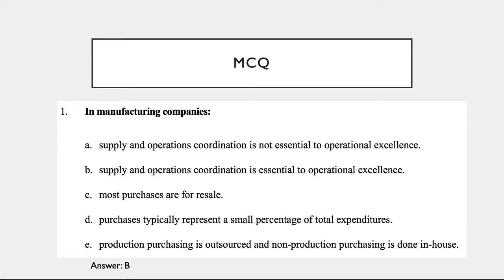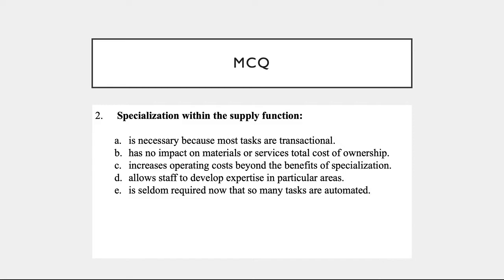So there has to be coordination between supply and operations. Question number 2. Specialization within the supply function. A. Is necessary because most tasks are transactional. B. Has no impact on materials or services total cost of ownership. C. Increases operating costs beyond the benefits of specialization.